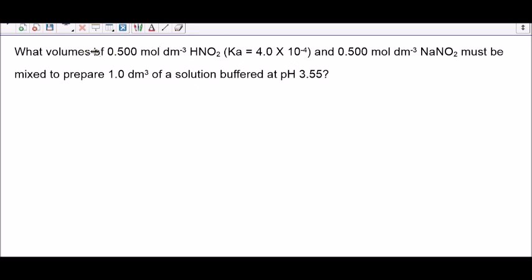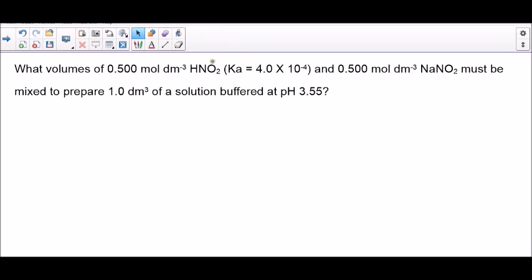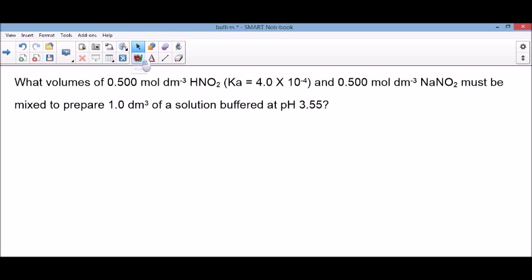In this example, we're looking at a buffer made from nitrous acid and sodium nitrite, and we're looking at buffering at pH 3.55. Pause the video now whilst you have a go at it before I go through the answer.